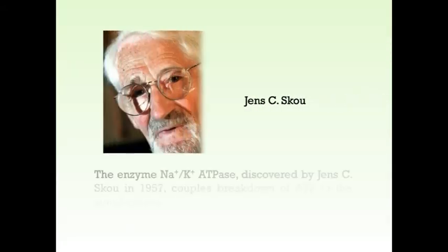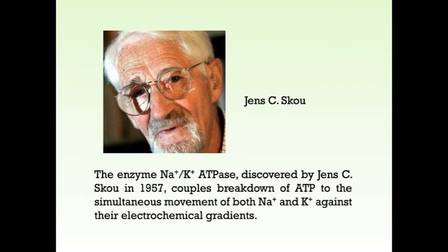Sodium-potassium ATPases maintain the intracellular sodium and potassium ion concentrations in animal cells. In virtually every animal cell type, the concentration of sodium is lower in the cell than in the surrounding medium, and the concentration of potassium inside the cell is higher. This imbalance is maintained by a primary active transport system in the plasma membrane. The enzyme sodium-potassium ATPase, discovered by Jens Skou in 1957, couples the breakdown of ATP to the simultaneous movement of both sodium and potassium ions against their electrochemical gradients.